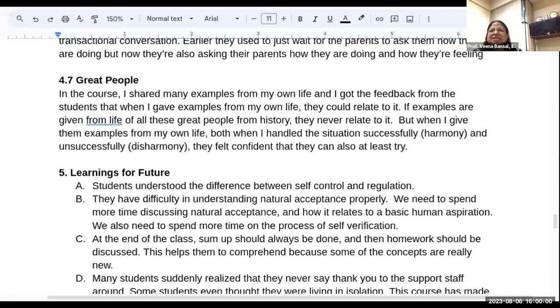But a lot of students had difficulty understanding what natural acceptance actually is and how to make use of it. They would start with some desire, but would not be able to relate it to basic aspiration. So they had some vague argument, saying this is not my natural acceptance or this is my natural acceptance. There wasn't so much confusion between acceptance and natural acceptance, but there was a lot of confusion about how to use natural acceptance to lead a better, harmonious life.